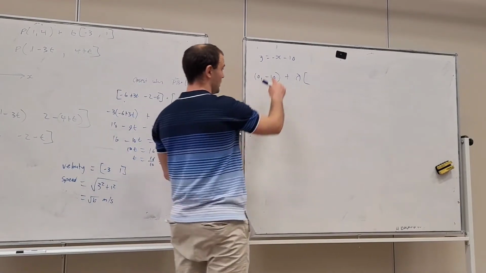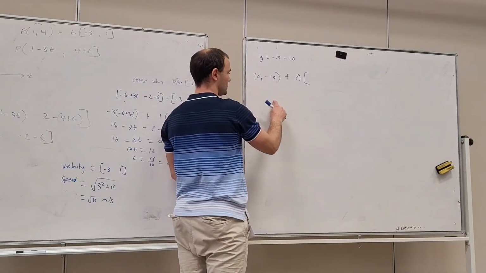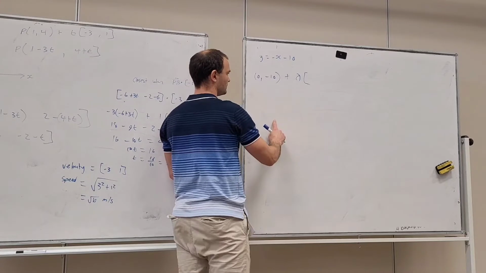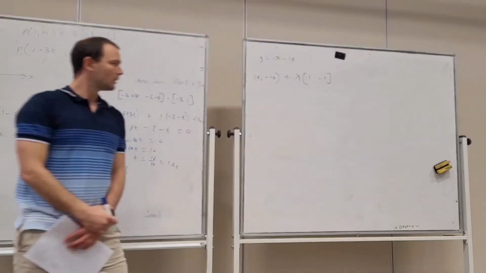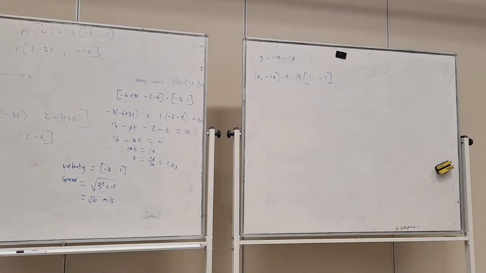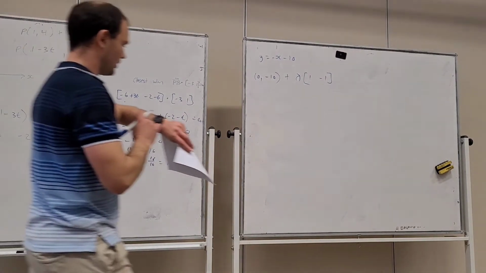It has a slope of minus 1, which means as x goes across 1, y goes down 1. So its direction vector is (1, -1). All right, okay, so I better wrap this up.